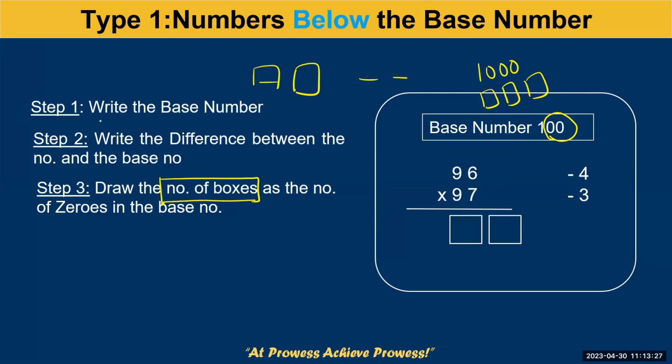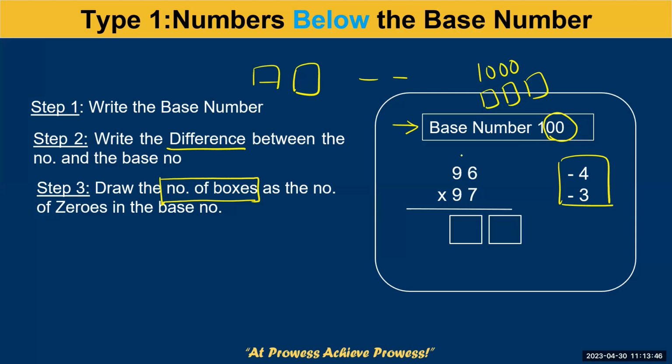The first step is to write the base number. So I have written the base number, step number 1. Step number 2, you have to write down the difference. So this is your step number 2. And step number 3 is just to draw the number of boxes as the number of zeros that you are having in your answer. Is that clear to everyone?